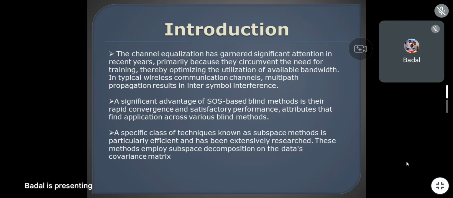Now coming to the part of introduction, the channel equalization has gained significant attention in recent years, primarily because they circumvent the need of training, thereby optimizing the utilization of available bandwidth. In typical wireless communication system channels, multiple propagation results in interchannel interference. A significant advantage of SOS-based blind methods is their rapid convergence and satisfactory performance. A specific class of technique known as subspace methods is particularly efficient and has been extensively researched.